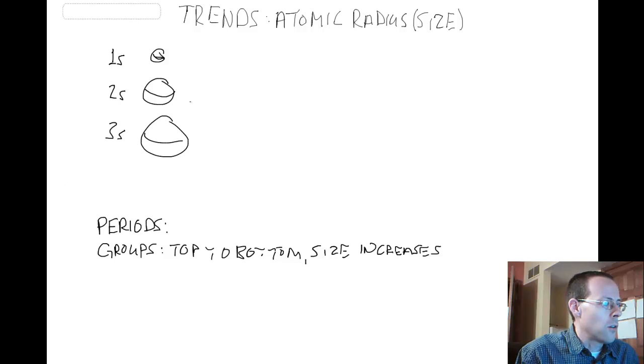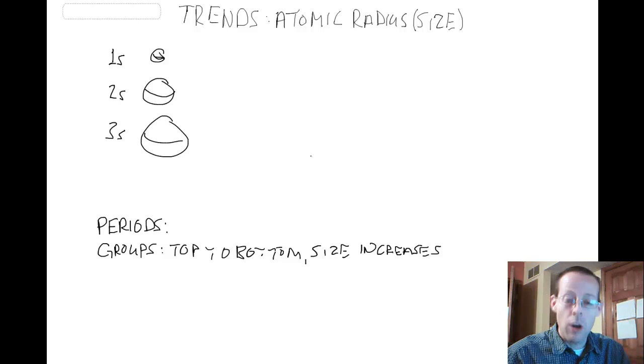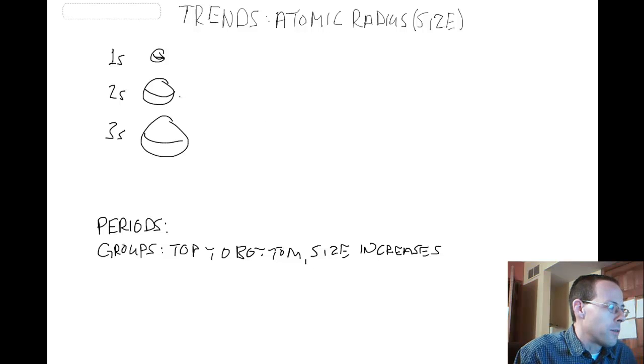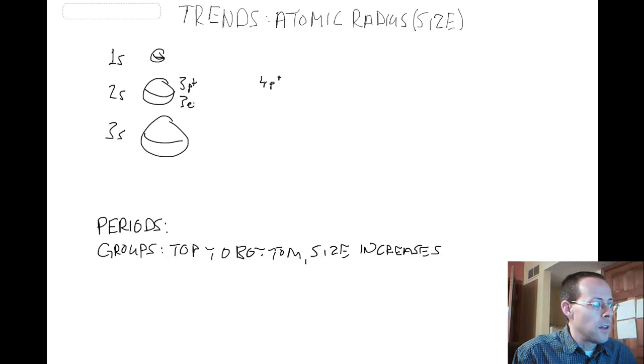So as we go across a row, we want to know what happens. So two things happen. As we go across, we are adding two different things. Specifically, we're adding protons, because in order to go from left to right, our atomic number is getting larger. And if we're adding protons, we're necessarily adding electrons. So when we go from lithium to beryllium, lithium has 3 protons, and beryllium has 4 protons. Lithium has 3 electrons, and beryllium has 4 electrons.